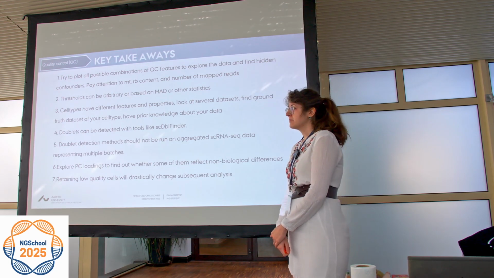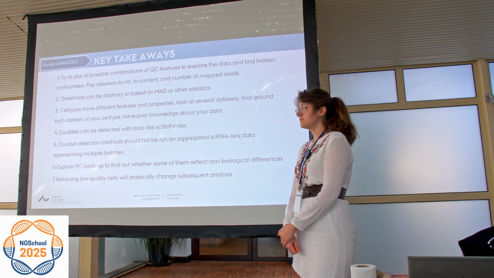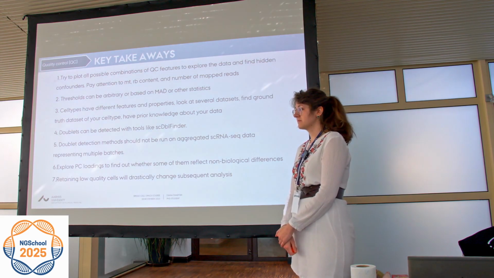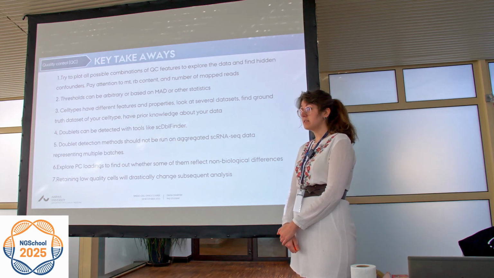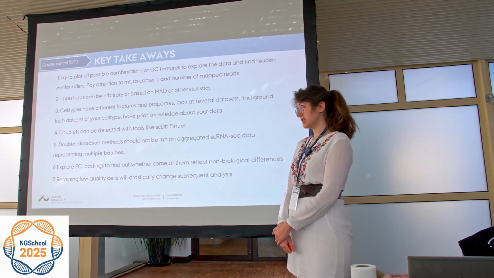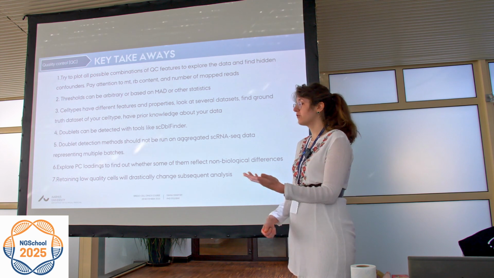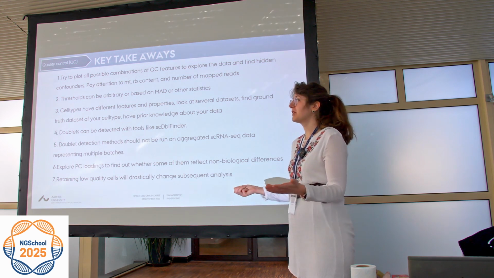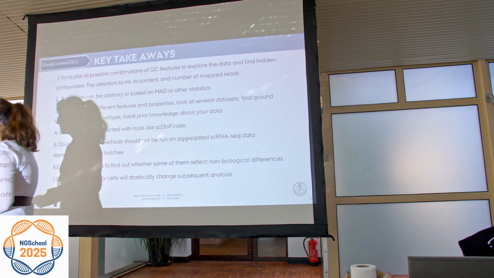But if I did the cell counter count before loading the cells into Chromium, and I know that I have like 90% viability in the sample, then the MAD approach will be relevant. Low quality cells are not only dead cells, but also doublets. And the viability of your sample doesn't mean that you don't have doublets. Yeah. So the key is to understand your cell type.